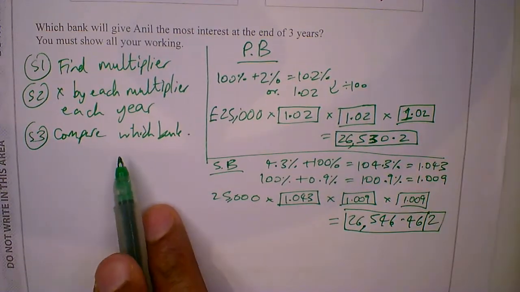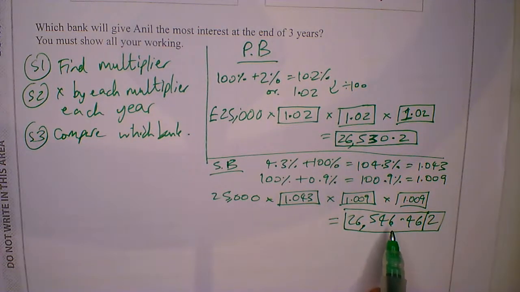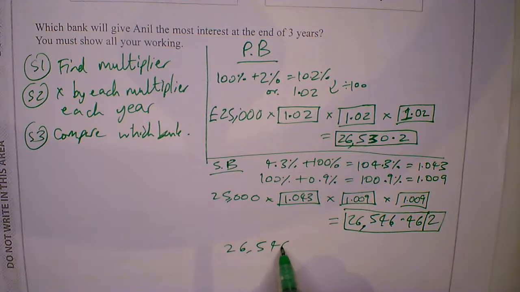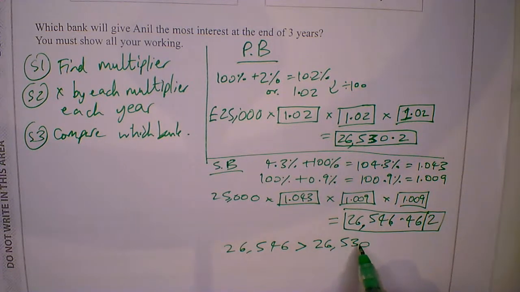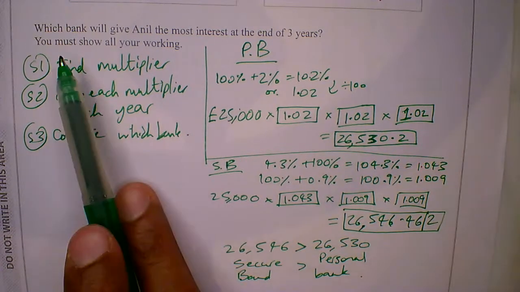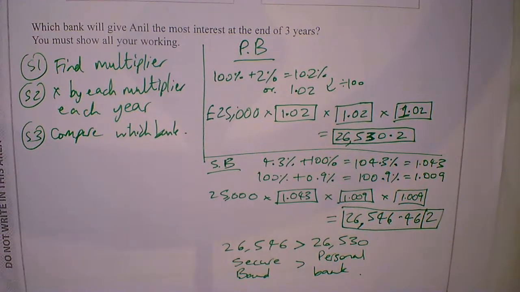Now, I need to compare them. Which one is bigger? Is it 26,530 or is it 26,546? So it's the second one. 26,546 is more than 26,530, and so SB, secure bank, is more than personal bank. Okay, so that is my answer. I have made sure which bank will give Anil the most interest at the end of the 3 years. So my answer is secure bank.